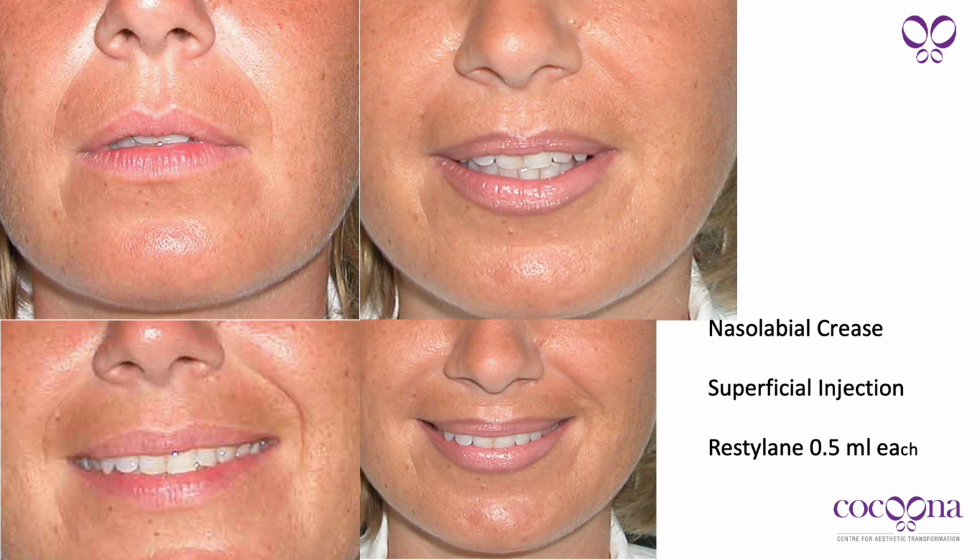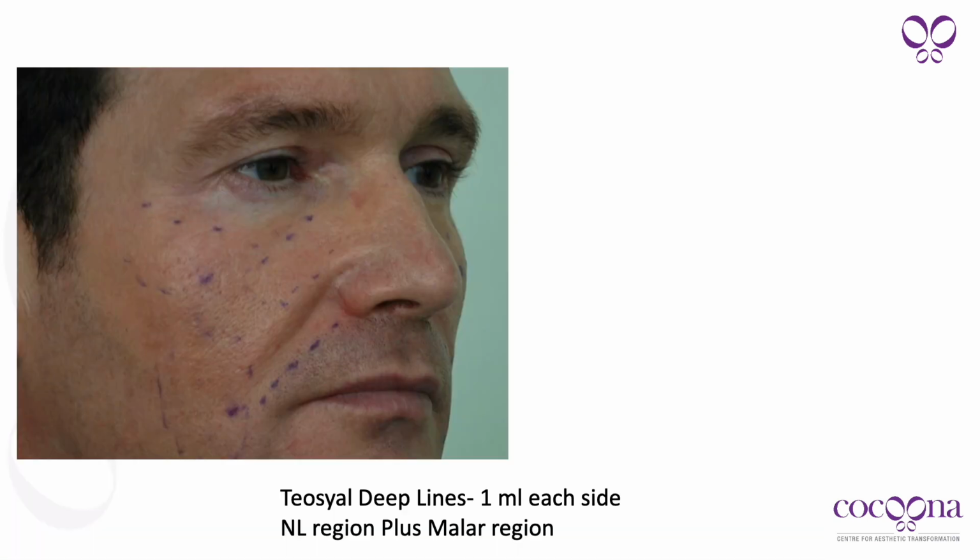So Restylane 0.5 ml was injected, and that improves the nasolabial crease. Again, a patient with grade 2 nasolabial fold, deep upper third, medium depth middle third. I've used a combination of fillers in the nasolabial region itself and in the cheek, because he has some associated anterior cheek flatness. So I've used 1 ml each of Teosyal deep lines to correct both these areas.